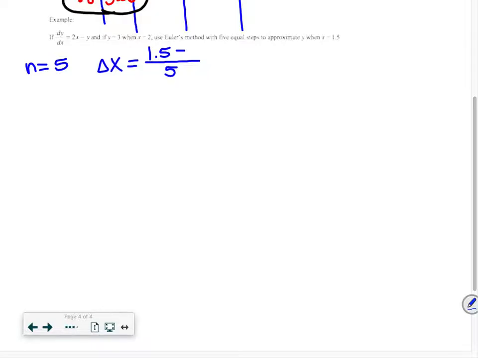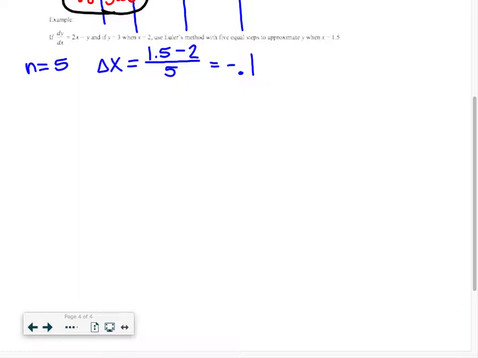Because I was looking at the wrong number. -0.1. You looked at the y value instead? Yeah, the y was first. It really tripped me up. Sorry about that. It's okay. All right, so delta x is -0.1.